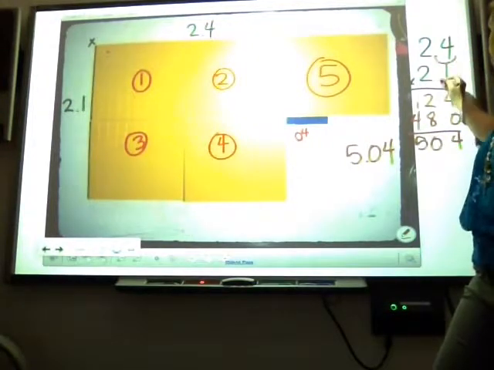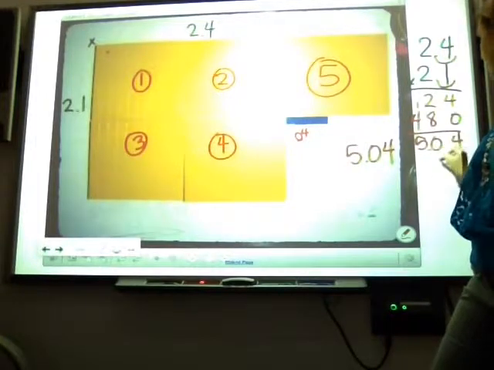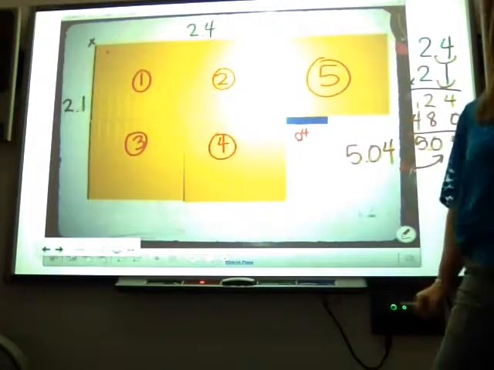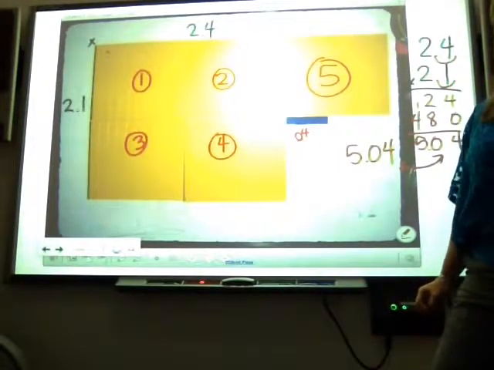I move when I multiply. I move when I multiply. Tenths, hundredths. Tenths, hundredths. 5 and 4 hundredths. 5 and 4 hundredths. That matches.